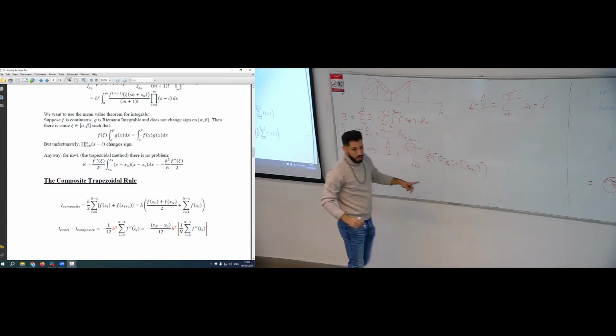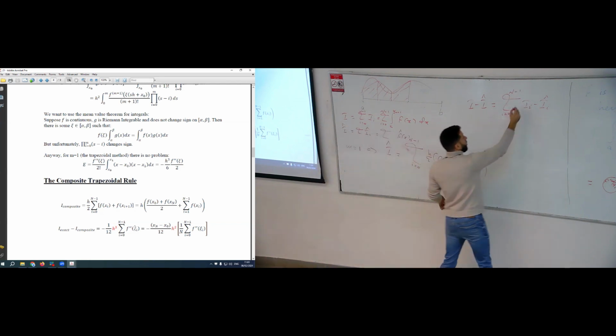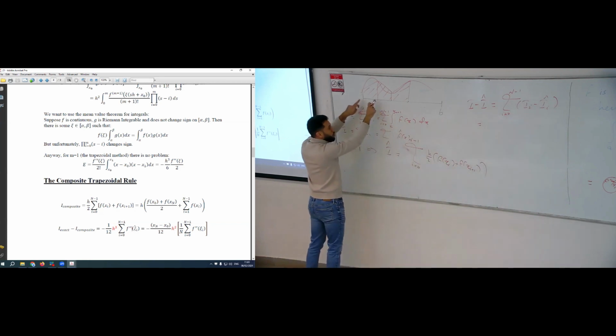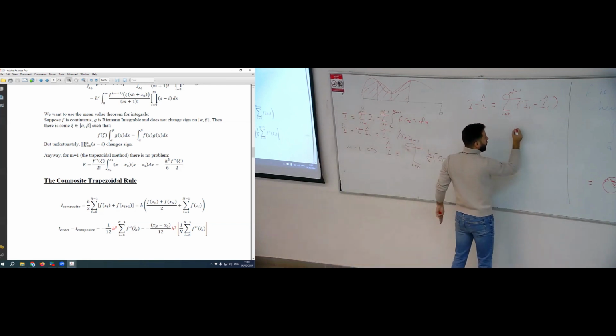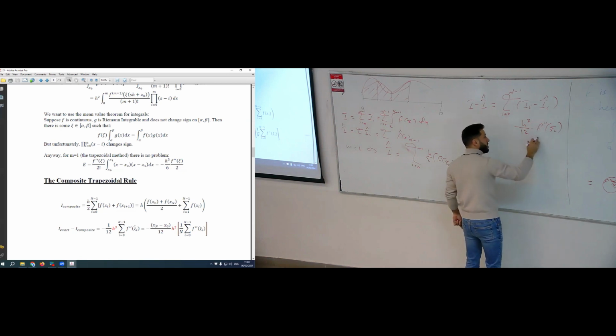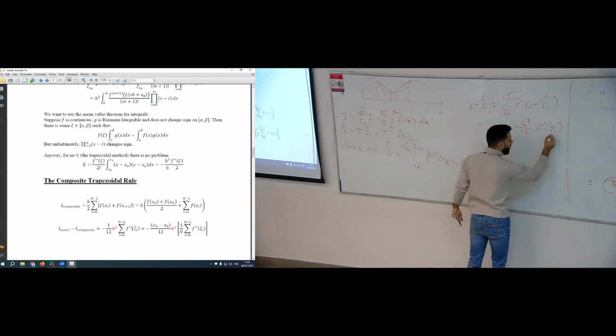You agree? Yes? Now, this is the error of my trapezoidal rule when I use it here. So what's my error? I have proved that my error is minus h cubed over 12 multiplied by the evaluation of the second derivative of f at some psi i, where psi i is between xi and xi plus 1.